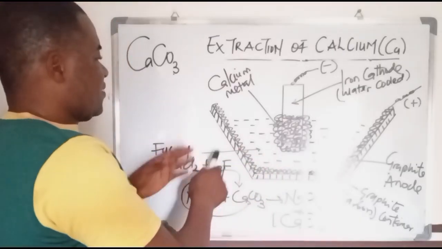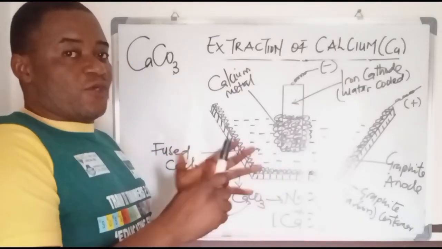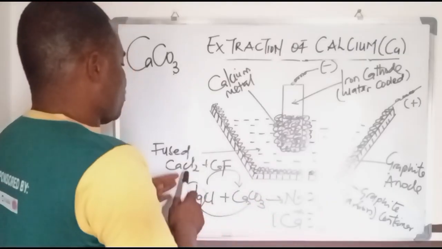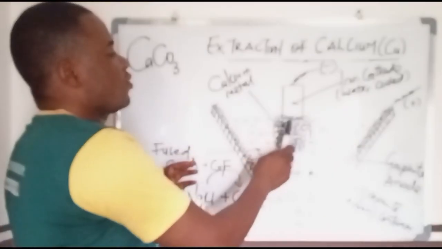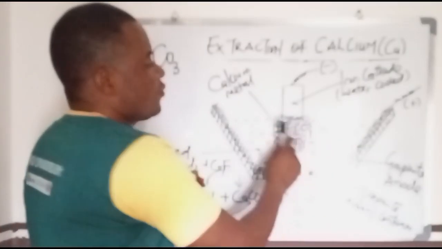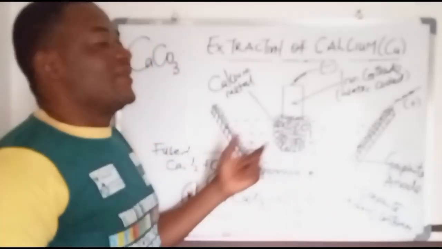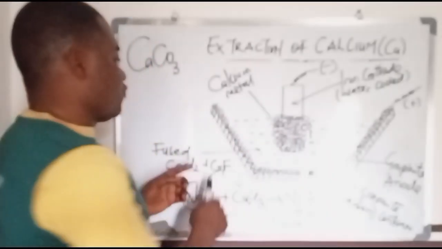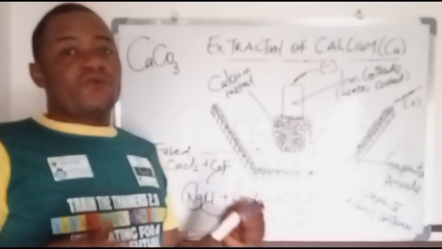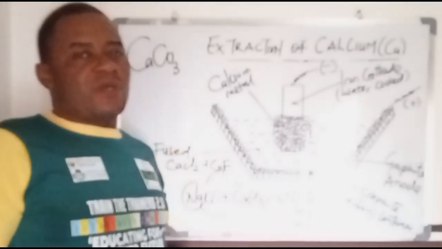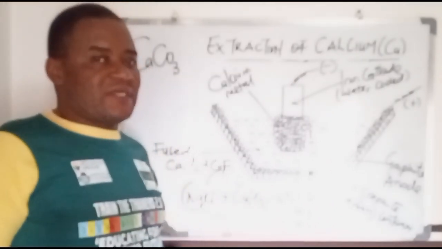If it lowers the melting point, it becomes easier for the calcium metal to accumulate at the iron cathode, and then it can easily be collected. So calcium fluoride is always used to lower the melting point, bringing it down to about 600 degrees Celsius, as the case may be.